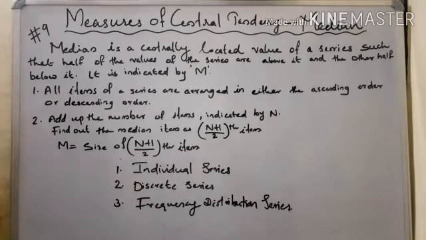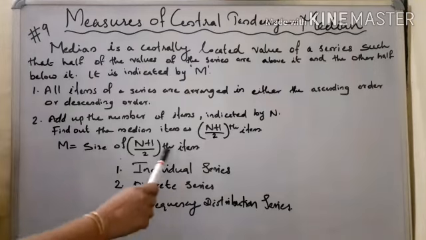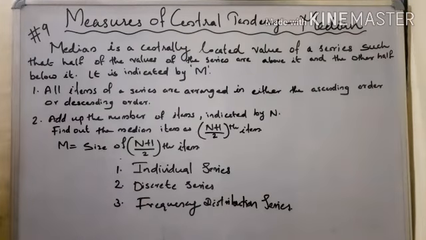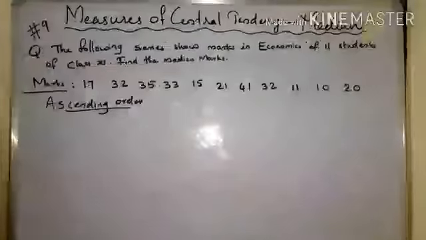In median also we have three types of series for calculation. The first one is individual series, the second one is discrete series, and the third one is frequency distribution series. In the previous videos I discussed what is meant by individual, discrete and frequency distribution series. Today we are going to discuss the problem related with individual series, that means how we can calculate median in the case of individual series. So let's discuss this question.